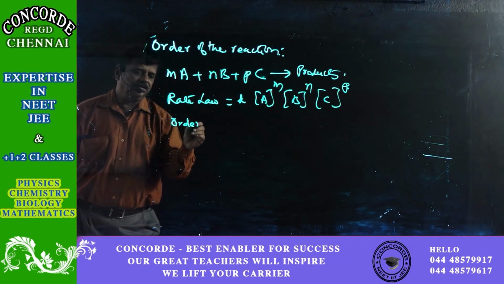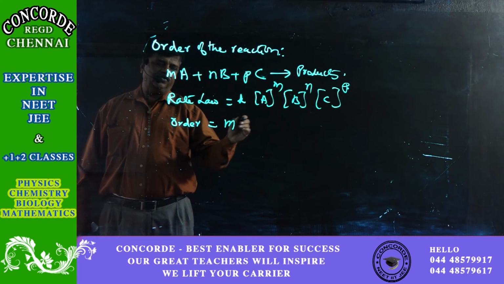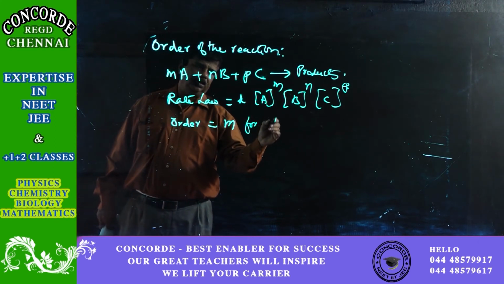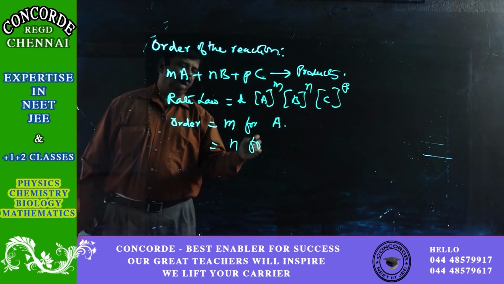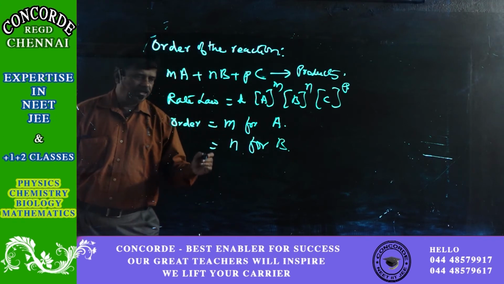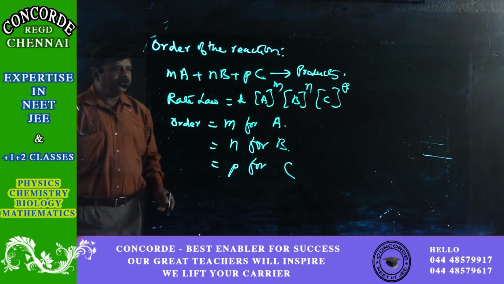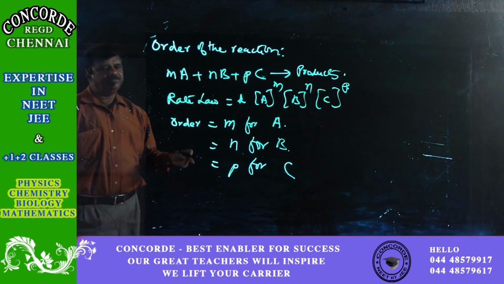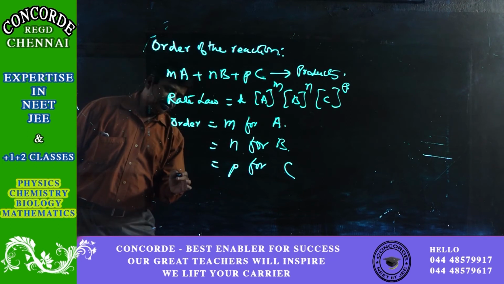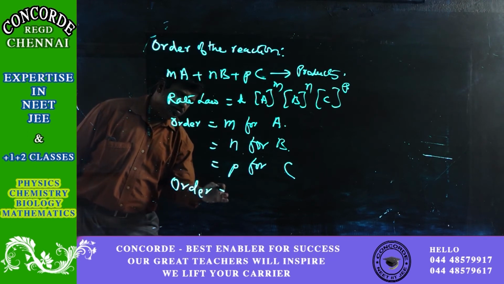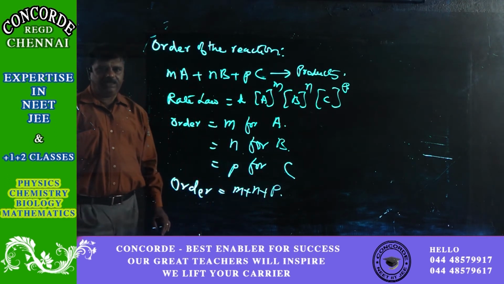The order of the reaction is equal to m for reactant A, n for reactant B, and p for reactant C. So the order with respect to A is m, order with respect to B is n, and order with respect to C is equal to p. So what is the overall order? m plus n plus p.